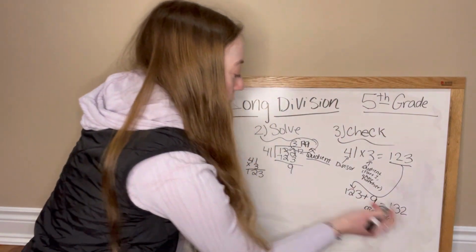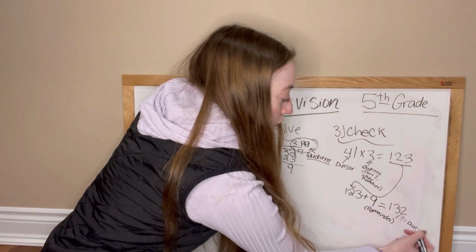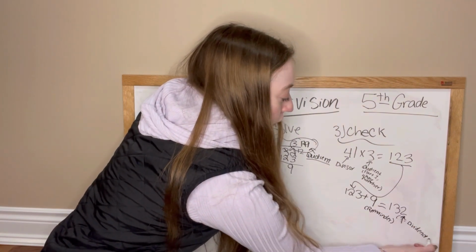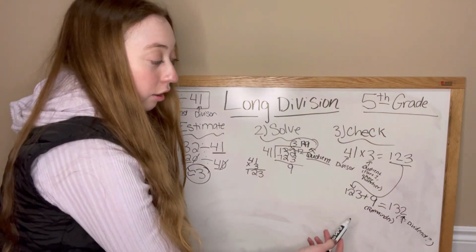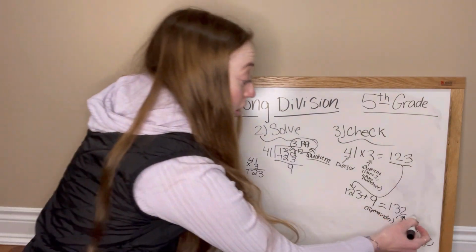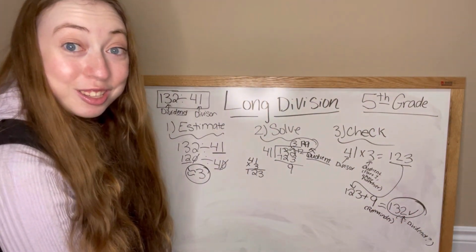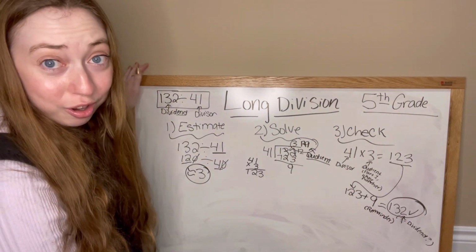So you'll ask them, okay, does that match our dividend? You can write under here, does it match our dividend? Or you could do this, dividend. That's probably better. And if it matches, then they know they solved their problem correctly. So these are the 3 steps on how students should solve division problems.